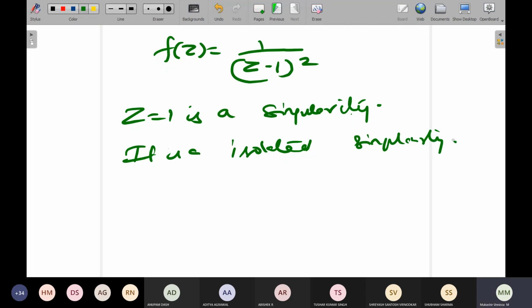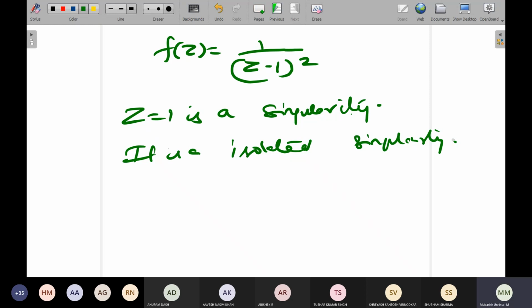And it should be essential also, right? Essential means it should not be a pole. Z is equal to 1 is a pole of order 2. So it should not be a pole, so that case is not fitted here. So you should only say that it is an isolated singularity.